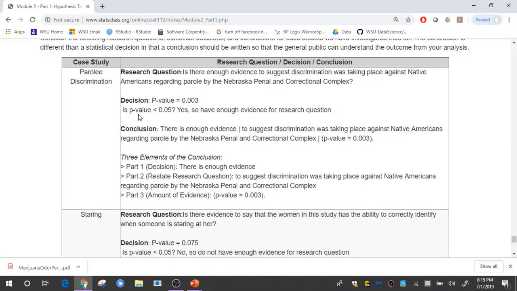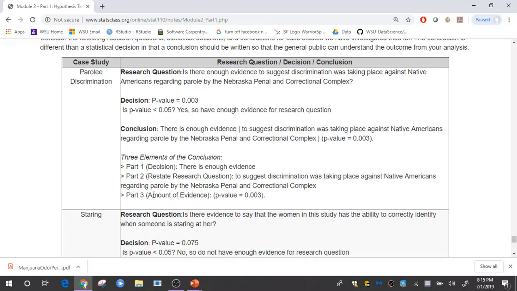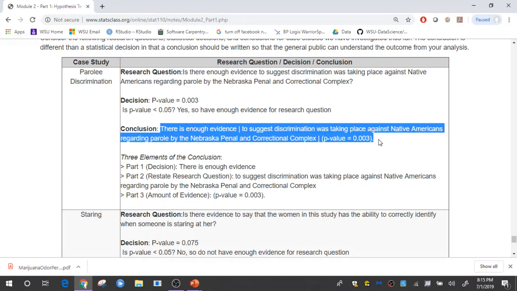So let's write the conclusion given that decision. There is enough evidence, so I have enough evidence for the research question. That's going to be the first part: there is enough evidence. Part 2 is just to restate the research question. The research question was asking about discrimination taking place against Native Americans regarding parole. And then part 3 is to provide a measure of evidence or amount of evidence. I usually just include that in parentheses here: p-value equals 0.003. So those three components would make up the conclusion.